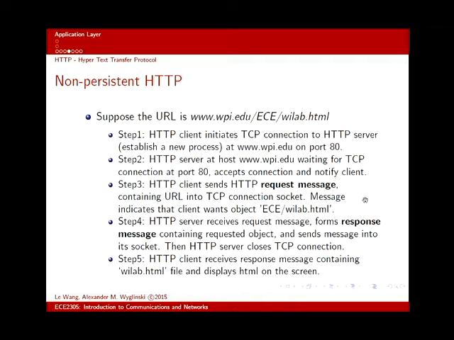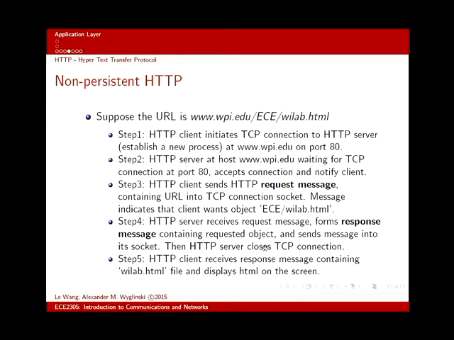Now the HTTP client sends a request message containing the URL through that TCP connection socket. Now everyone knows about sockets. And the message indicates that the client wants this specific object. In this case, it's an HTML file. And so now it gets that file. So in step four, the server receives the request, forms a response that contains the object, sends it, and then closes the connection. And then the client receives it and displays it on the screen.